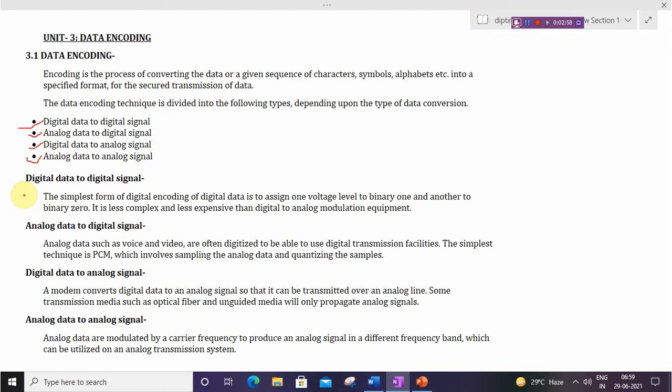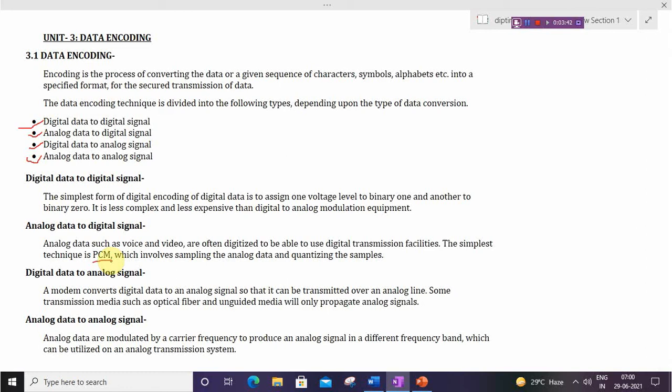Analog data means the voice, the video, which are often digitized to be able to use digital transmission facility. So the simplest technique is PCM. To convert the analog data to digital signal, mostly we use the simplest technique, pulse code modulation, that is PCM, which involves sampling the analog data and quantizing the samples. So by using PCM, we can convert our analog data to digital signal.